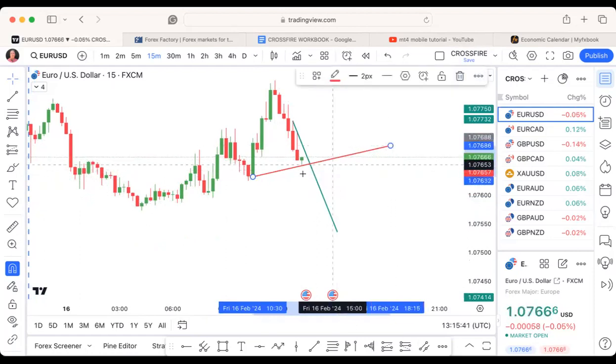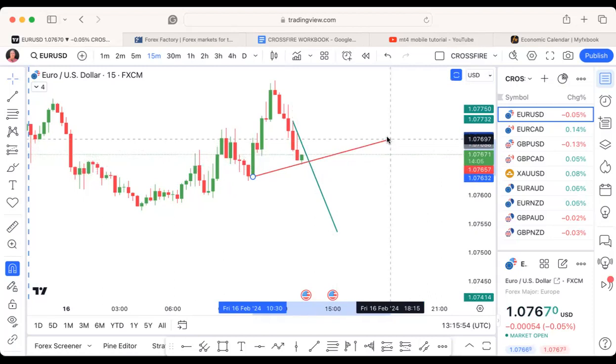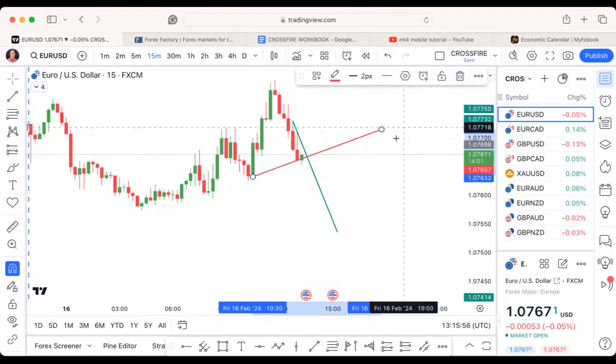Now, because there's no wick on the bottom of the 1 o'clock candle, I need this trend line to pass through the center of the candle, looking left to right. So just imagine that there is a wick on the bottom of that candle, and I'm now crossing that wick.